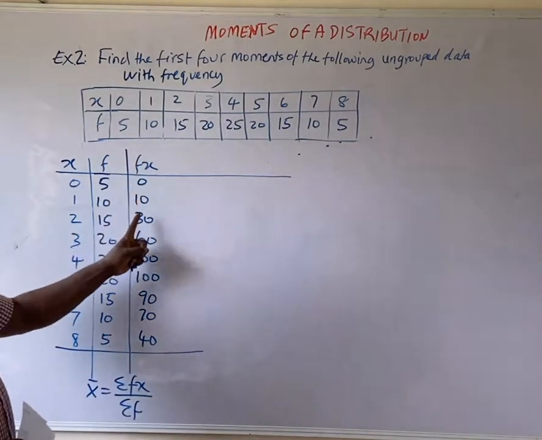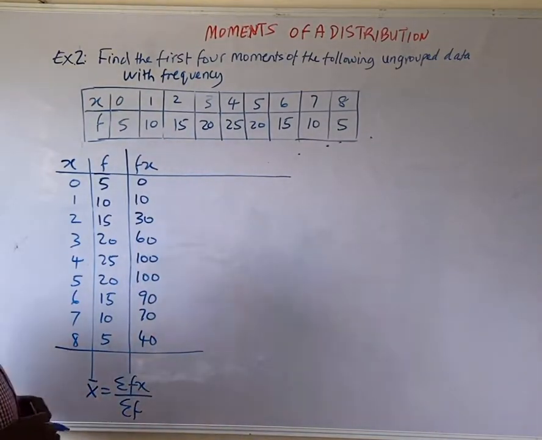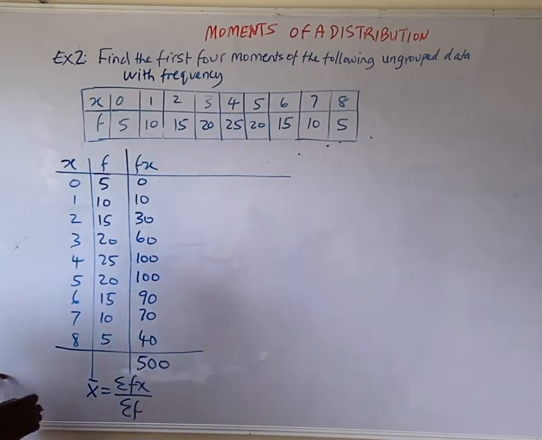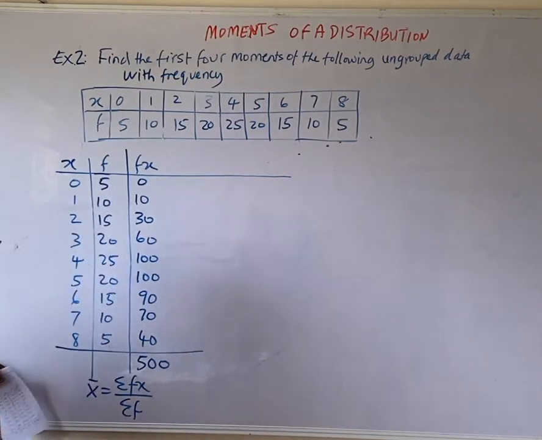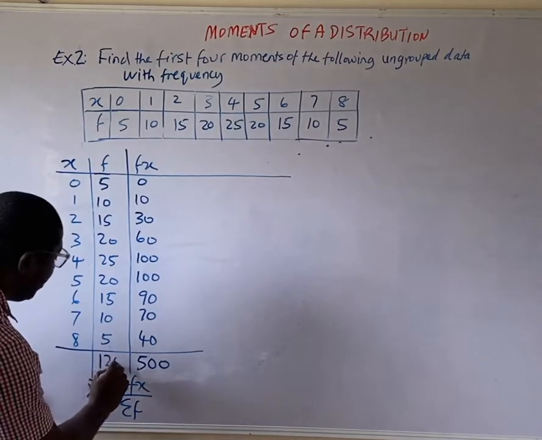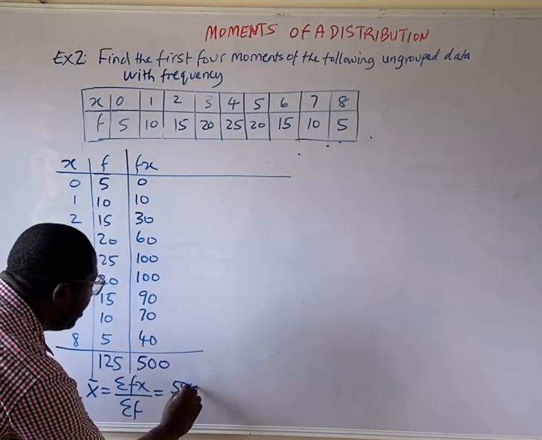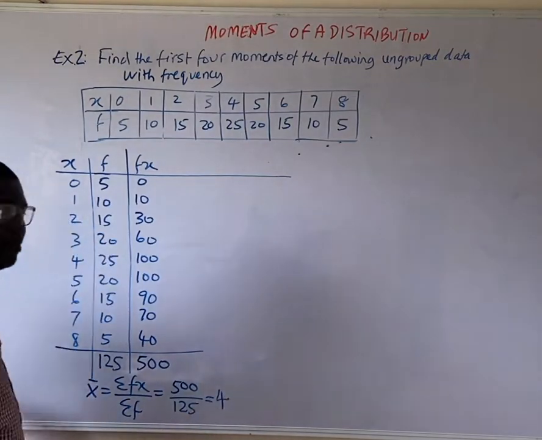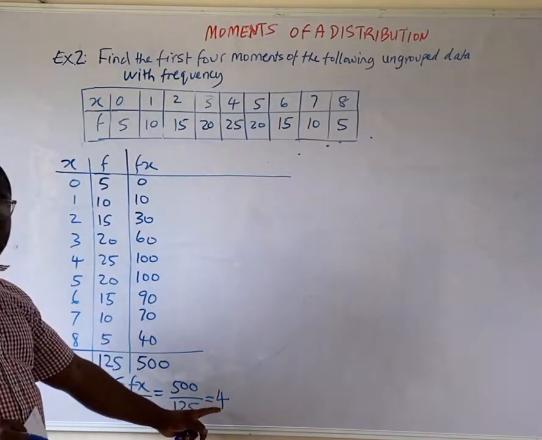Then we have to find the summation of fx. And the summation of fx will give us, can you do that on your own now? Thank you. We'll have 500. And what is the summation of f? If you sum that, it should give us 125. So that our mean will give us 500 divided by 125, and that gives us 4. Is that what you got? So our mean is 4.